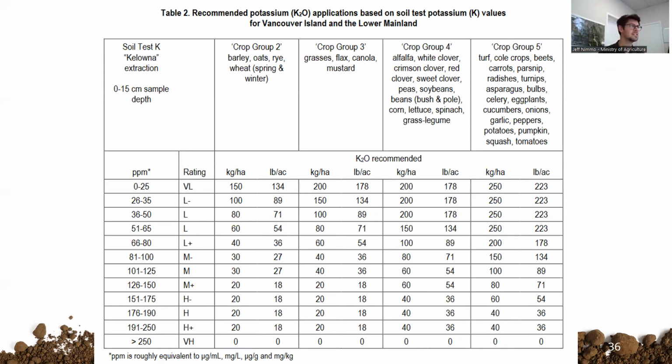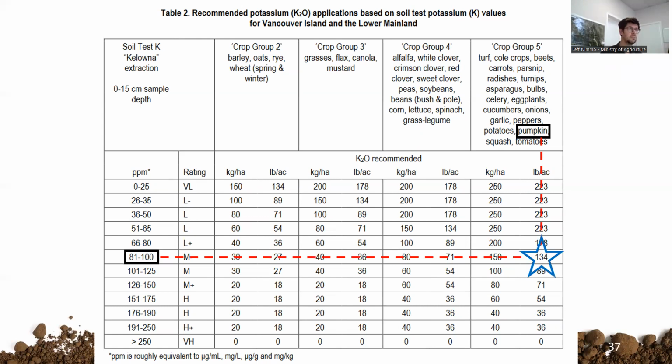And this is an example of the soil test interpretation data that the province keeps. There are different crop groups on the vertical axis here, and then the different soil test levels that you see on the left-hand side. Depending on where your soil test level is at, there's a recommendation for how much of, in this case, potassium is needed in order to reach that optimal yield.